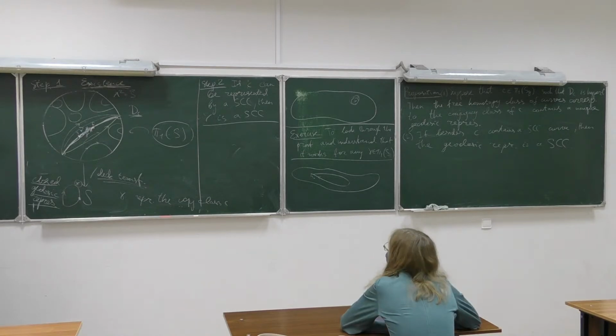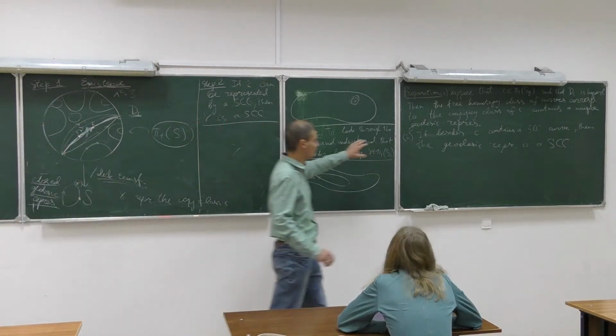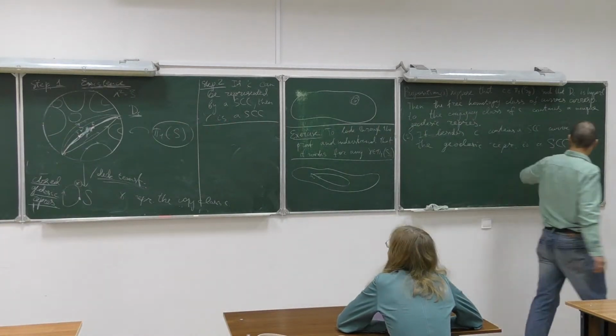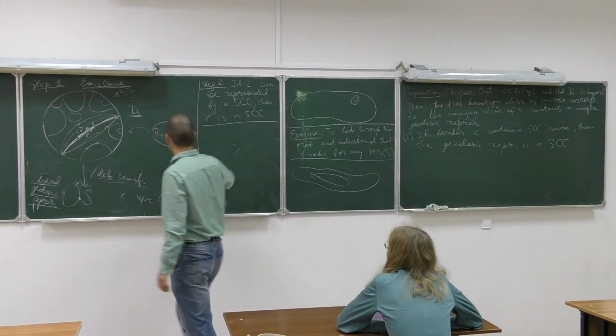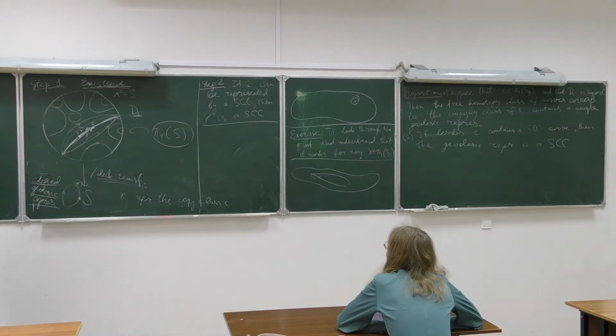No. I want first to prove that it is a simple closed curve, provided that C contains a simple closed curve as a representative, and only then I will prove uniqueness.